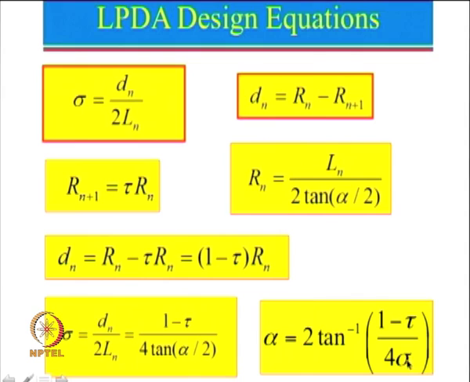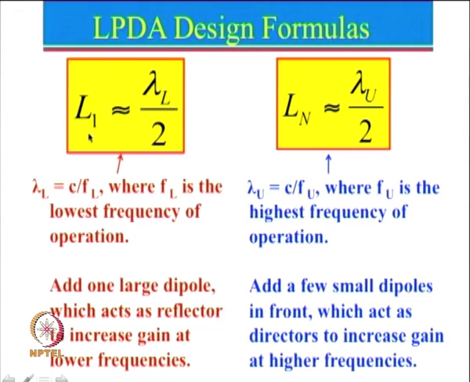So this will become the basis of the design of the log periodic dipole antenna. I'll just give you the first step here, and then we'll continue from here in the next lecture. A starting point will be that we need to design a log periodic dipole antenna from, let's say, FL to FU. That is the lowest frequency and this is the highest frequency. So we start with the lowest frequency, choose the dipole length, and then we proceed to the highest frequency and find the length corresponding to that.